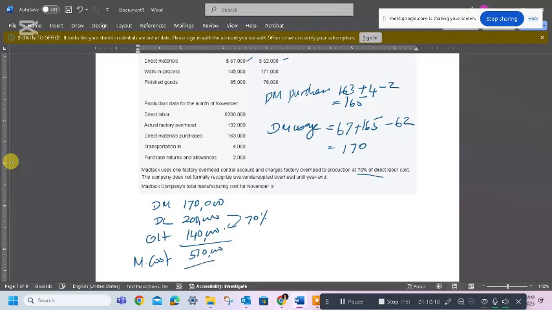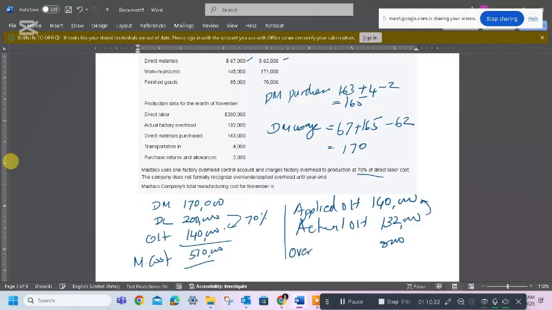You don't have to worry about actual overhead being different. Actually, in this case, there is something more. Absorbed or applied overhead is 140,000. But actual overhead for the month is 132,000. So this 8,000 difference, you call it over applied overhead. You have overcharged, right? So this 8,000 will be treated as an income because you have overcharged your products. You have put too much cost, reversal of cost. So 8,000 will be treated as an income. I can subtract this 8,000.